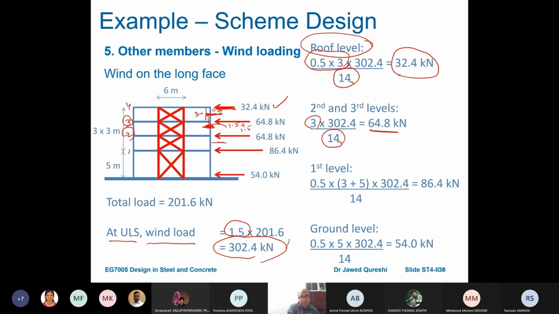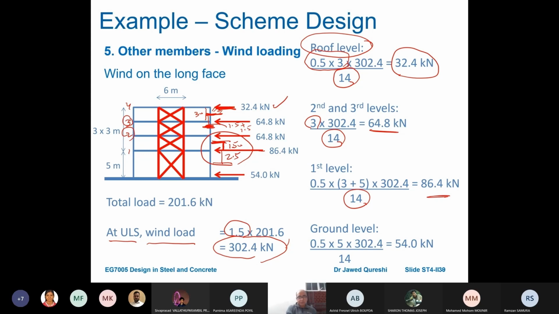At the first level, the situation is different. This is half of 3, which is 1.5, and then half of 5 meters, which is 2.5. It means it is 4. So the load at the first floor is resisting 1.5 meters from the top and 2.5 from the bottom. That's why I have multiplied 0.5 with the top and bottom heights, multiplied by the total load divided by the story height. This gives me the load on level 1.